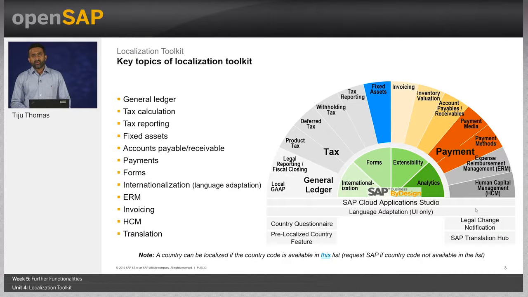We saw how the toolkit enables the partners and customers to adapt the ByD solution to address the legal requirement. In this slide, you will see certain important topics of localization toolkit. First step will be to install this Cloud Application Studio for developing a country specific localization add-on. Secondly, SAP provides a country specific questionnaire template to support the requirement gathering to localize a country. Identify the requirements based on this questionnaire. This will give you an overview of the requirements and business areas as well.